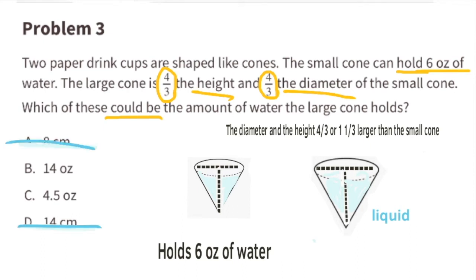It couldn't be choices A or D because those are measured in centimeters. Centimeters is one-dimensional, like a length. It couldn't be choice C either because 4.5 ounces is less than 6 ounces. The larger cone would hold more than 6 ounces, so the only possible choice would be B, 14 ounces.